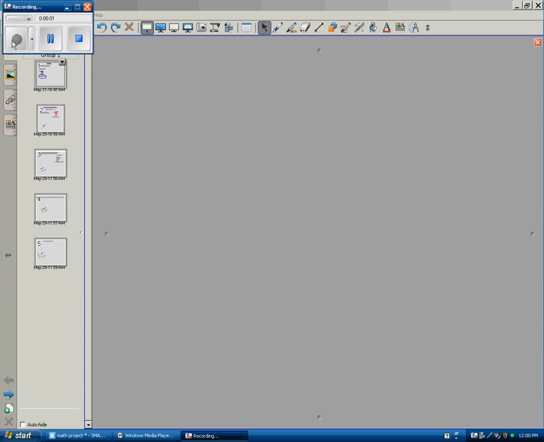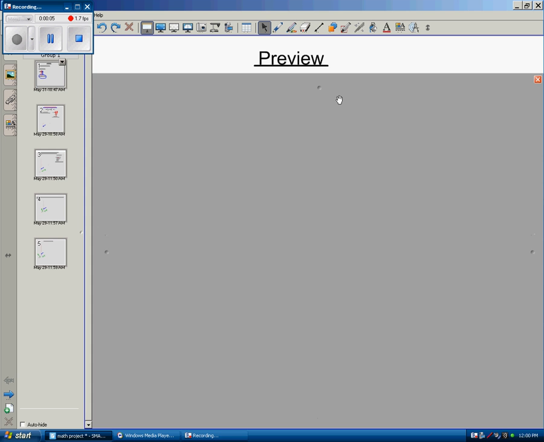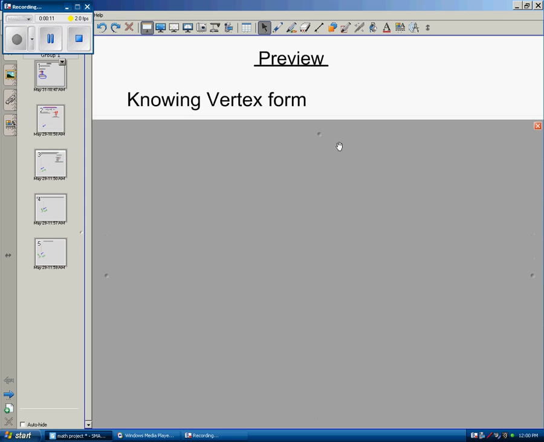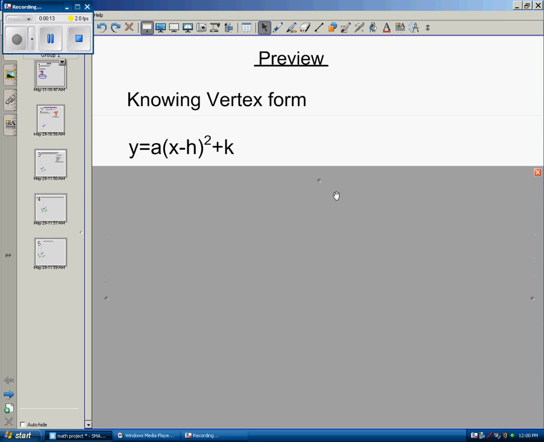The section I'm doing is 5-3, graphing parabolas. Before you start graphing parabolas, we need to review a few things. You must know how to use vertex form. Vertex form is y equals a(x minus h) squared plus k.